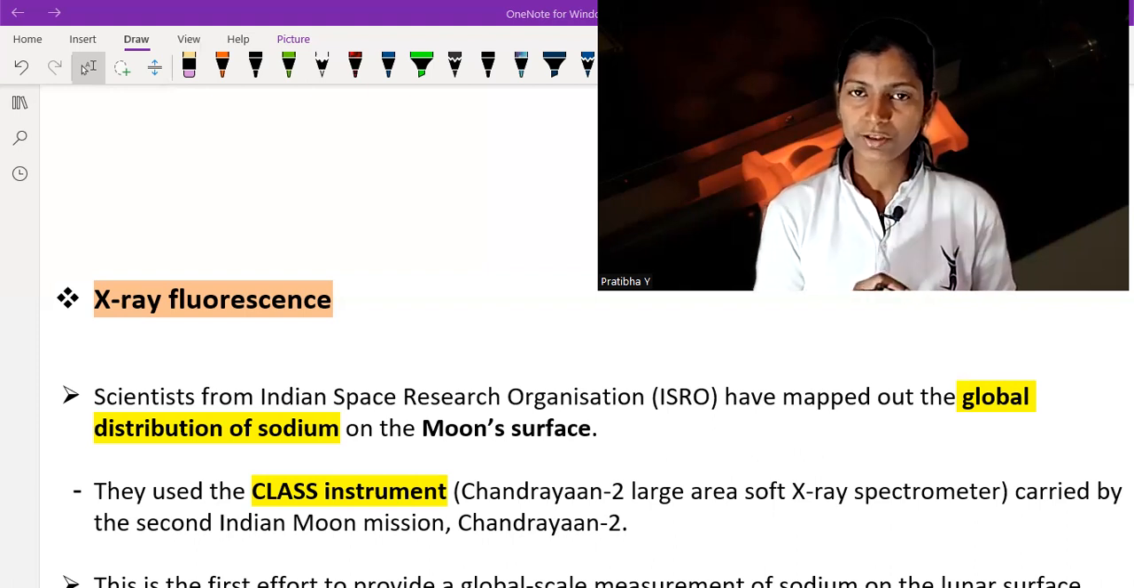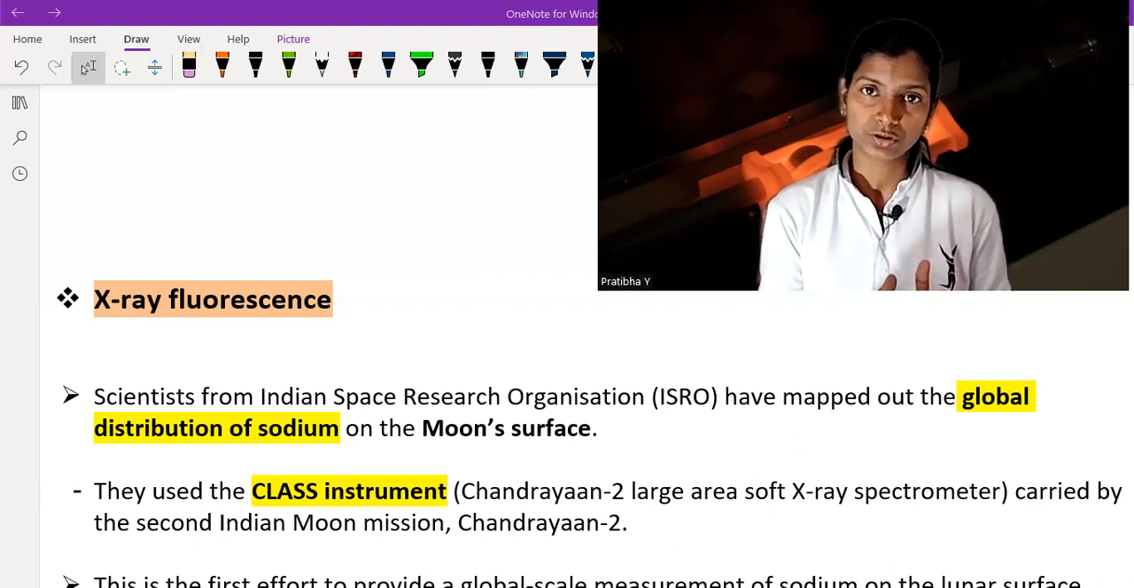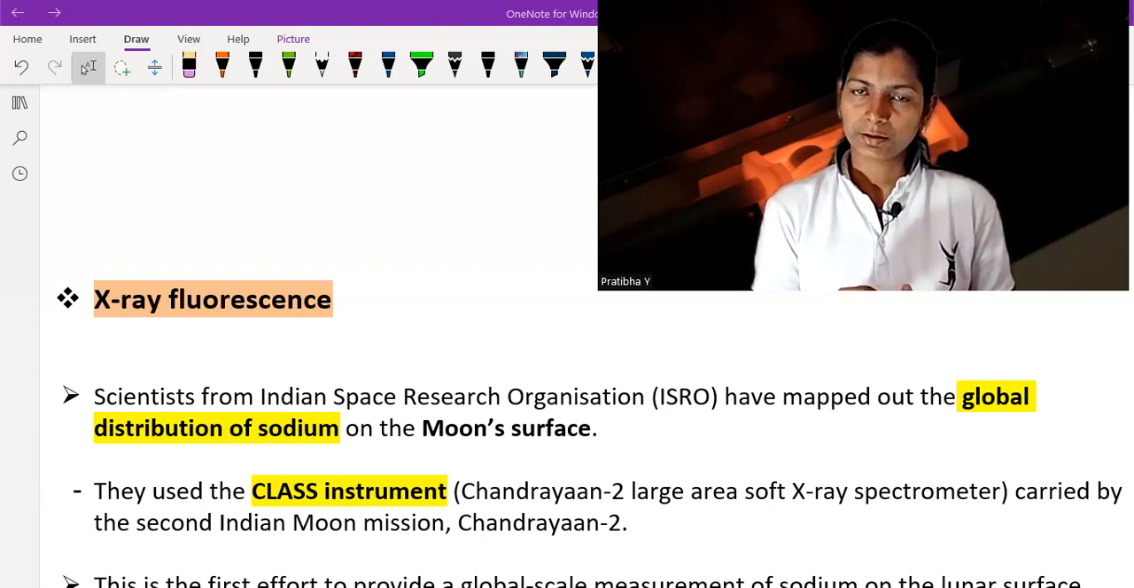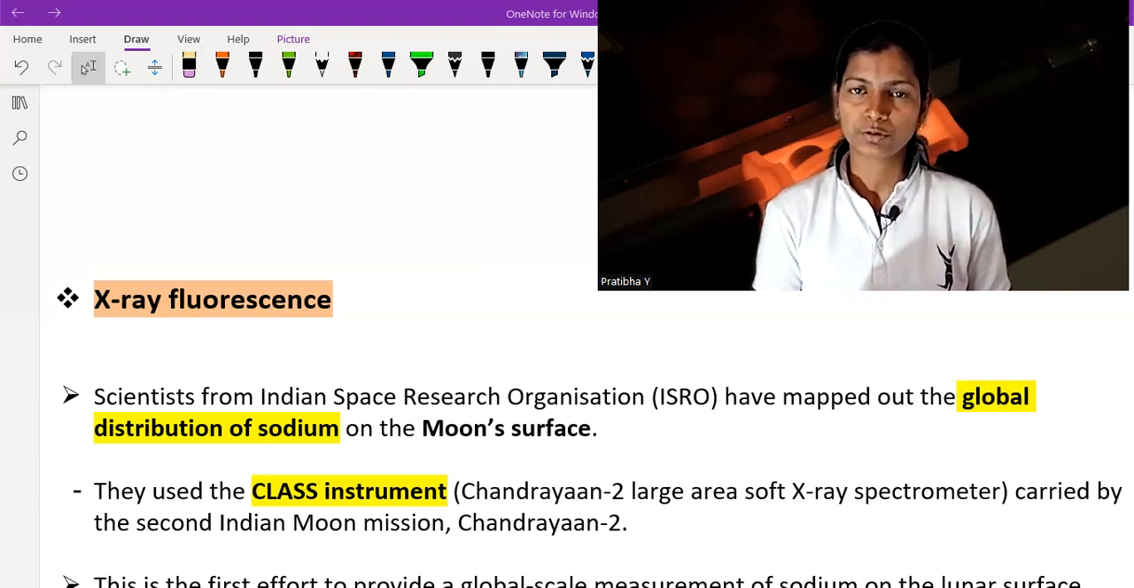Okay, so in this video I am going to talk about X-ray fluorescence. What is the method used for this activity? That method is called X-ray fluorescence spectra. By using this technique, we map the sodium composition on the moon surface. So, very briefly, now I am going to talk about X-ray fluorescence.